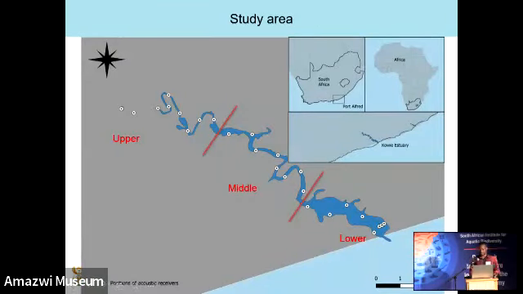Our study site is the Kowie estuary, which is in Port Alfred. We're using acoustic telemetry to track the movement of these species. In the Kowie, we have set 25 acoustic receivers that are placed a kilometer apart from each other. We've divided the estuary into three regions: the lower, the middle, and the upper estuary. And we also have temperature, salinity, and DO loggers in each of the regions of the estuary.